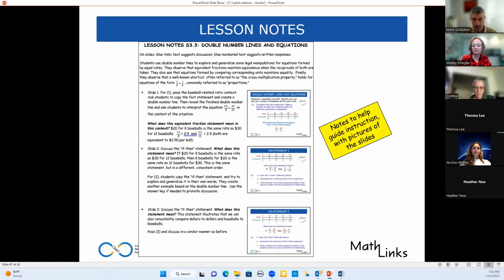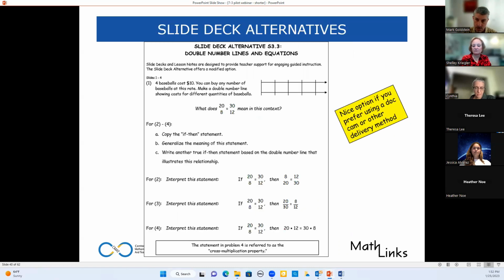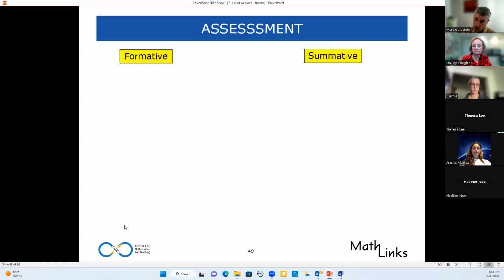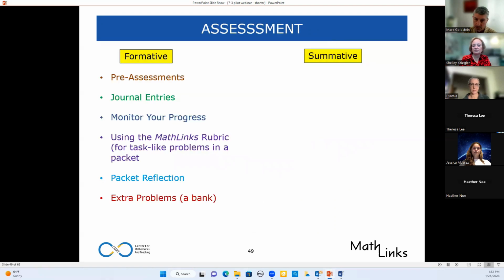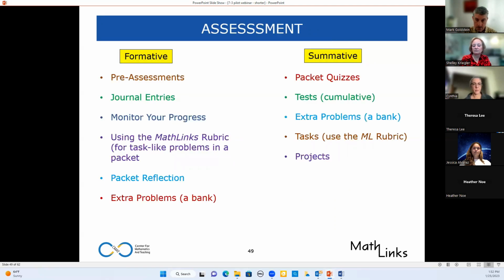When there are slide decks, they're accompanied by concise lesson notes. And there's also an alternative page that could be used instead of the slide deck, something maybe you could put on a dot cam or just use for another lesson delivery mode of your choice. So in other words, you're teaching the content the way you want to. We provide a pretty wide variety of assessments, both formative and summative.